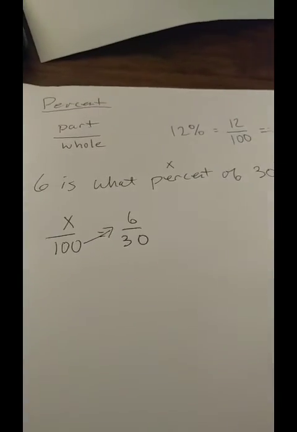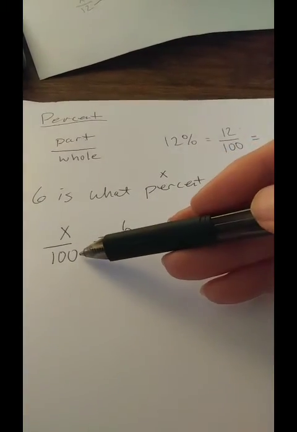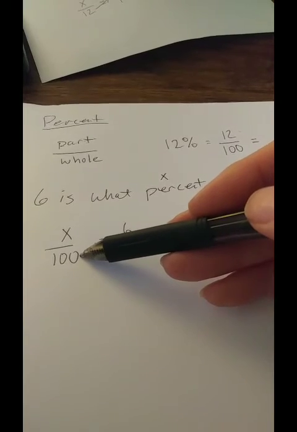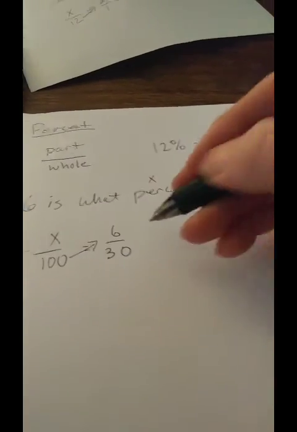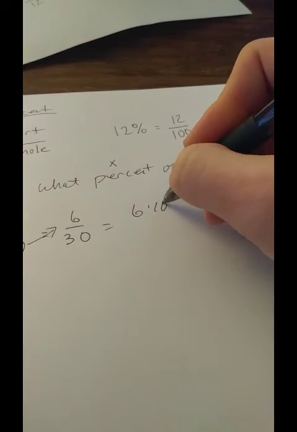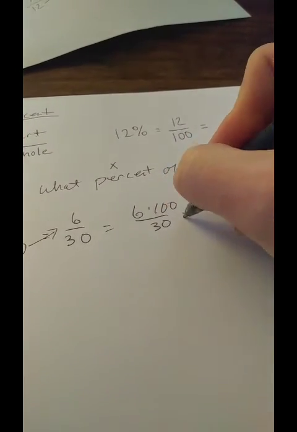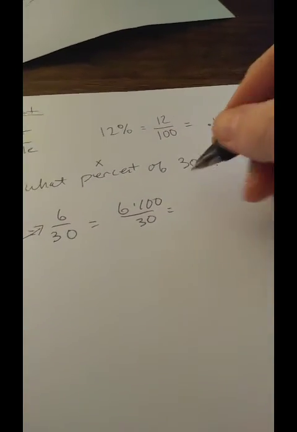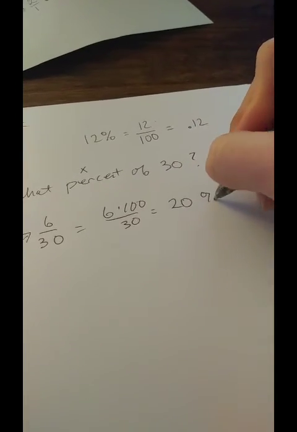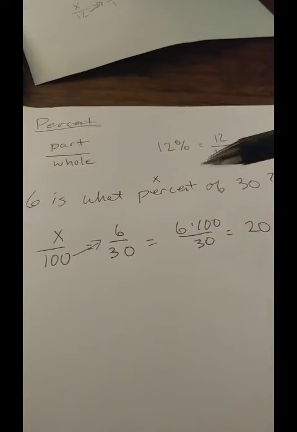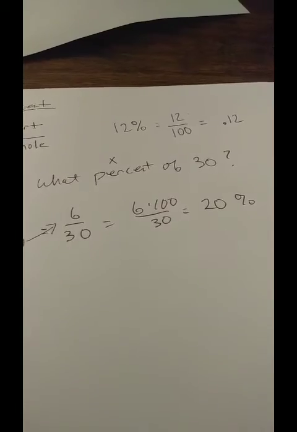See, the way we're setting this up, it's always the same step. You multiply this bottom number up and over. So 6 times 100 over 30, and then you just do that in the calculator, and that comes out as 20, and that's a percent. So we can say 6 is 20% of 30.